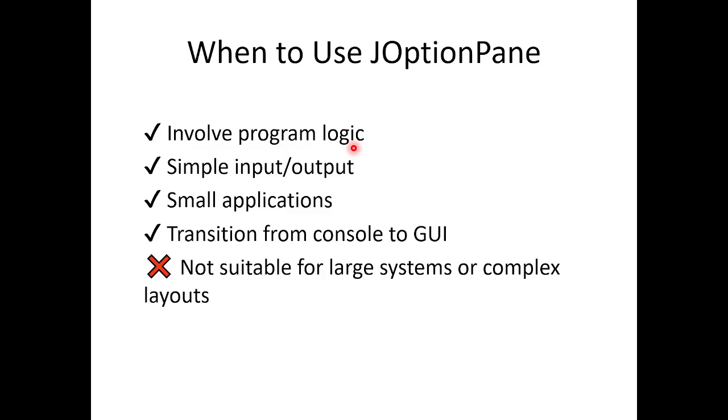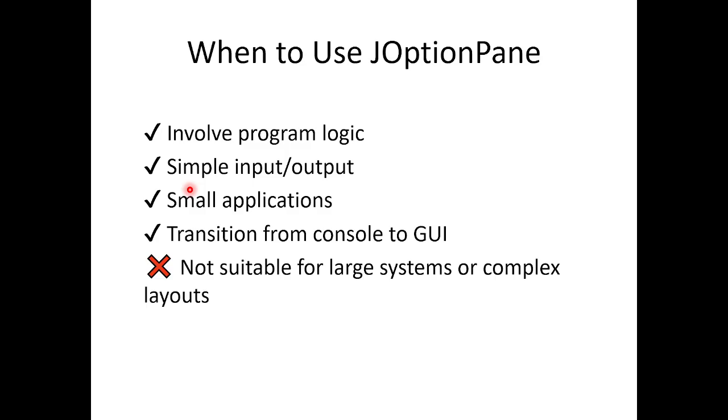So there are three different functions for the JOptionPane that you have learned. So when to use these JOptionPanes? Once you have to work on program logic, something like to display, to do some calculations and display back, to read the inputs and so on.